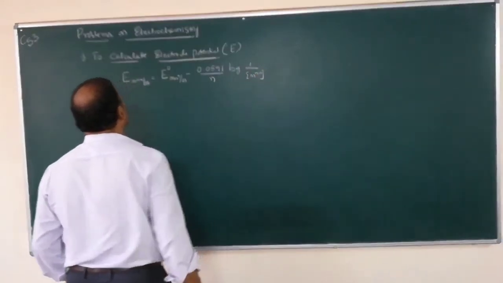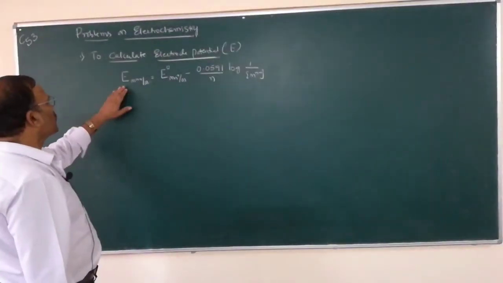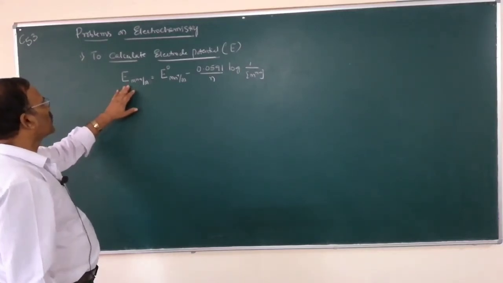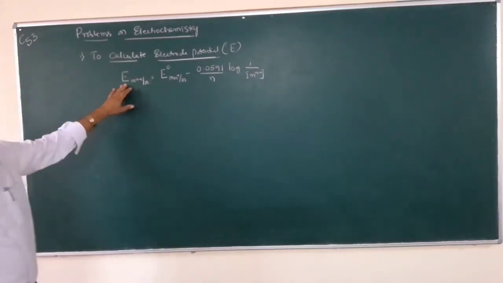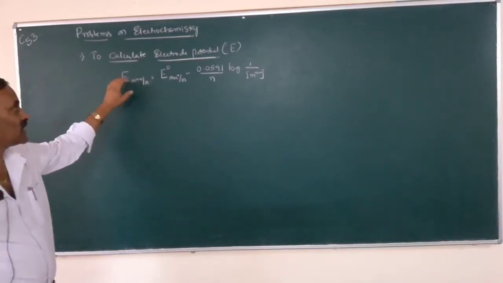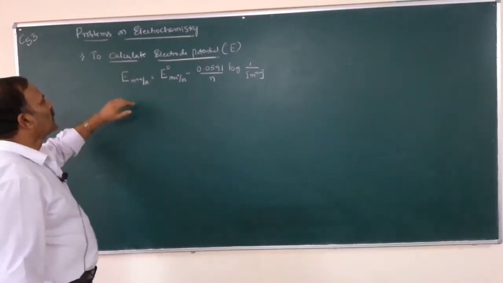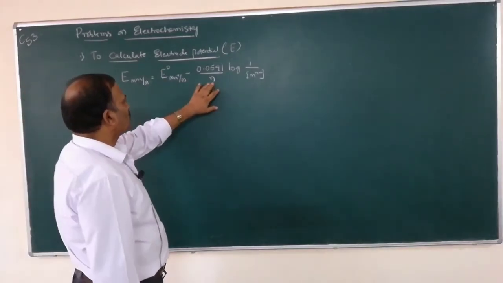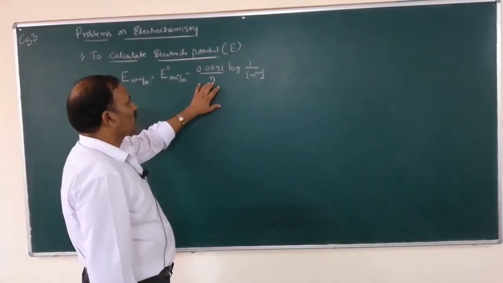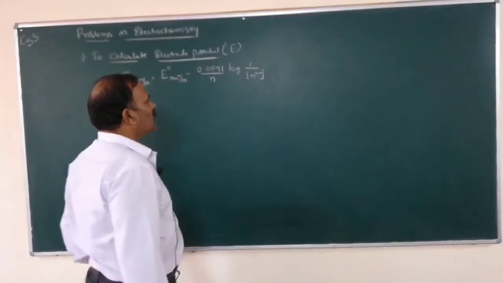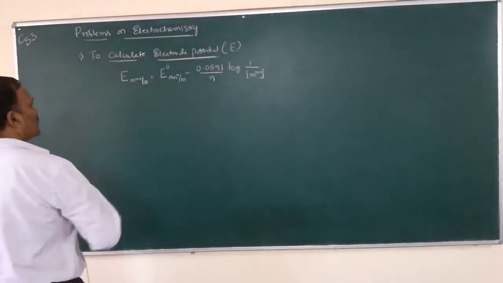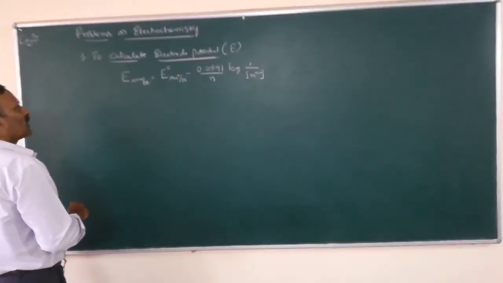So, this formula is the Nernst equation used to calculate electrode potential, that is E of M n+ by M. This is the electrode potential, the standard electrode potential, n is the number of electrons involved in the electrode reaction, and this is the concentration of metal ions in the solution. So, this is the Nernst equation to calculate electrode potential.